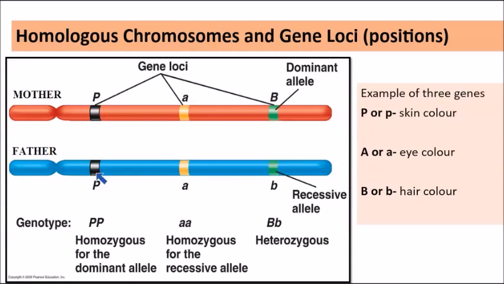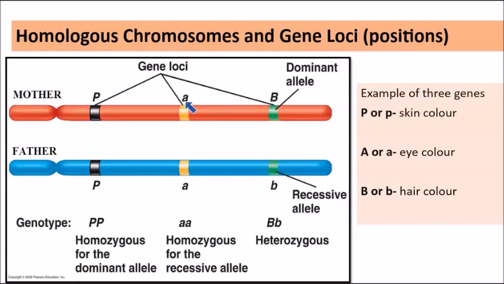You can see here in this case, the mother and the father have the same allele for skin color. So we have two capital P's, two dominant alleles. So the individual is going to be homozygous dominant for this particular gene. So they're going to be homozygous dominant for whatever particular skin color. Now let's go on to the next gene, A, representing the eye color. Let's say, for instance, the mother has blue eyes and the father has blue eyes.